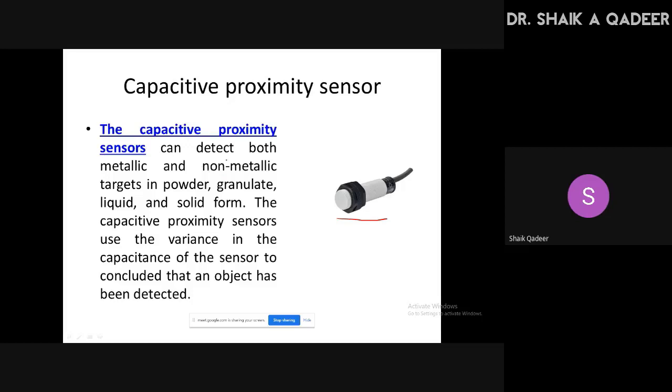Capacitive proximity sensor is used for both metallic as well as non-metallic objects. The target can be powder, the target can be granulate, the target can be liquid, the target can be solid. That's why it is a very versatile type of proximity sensor, mostly used in industries, because a wide area of object detection is covered by the capacitive proximity sensor.